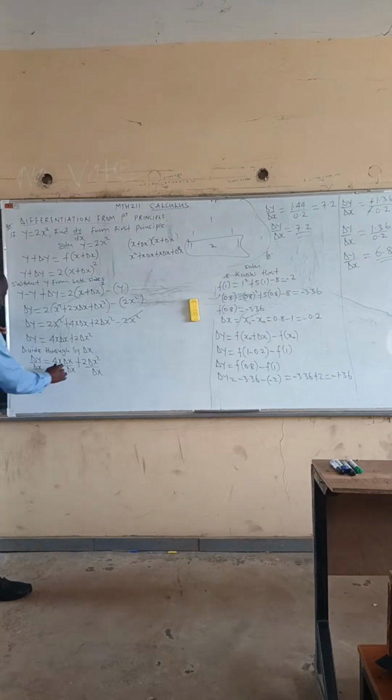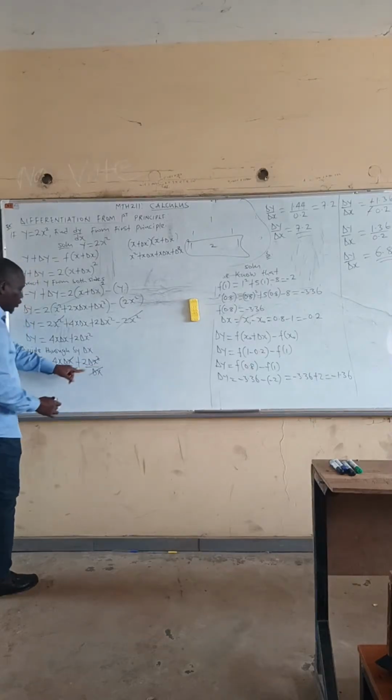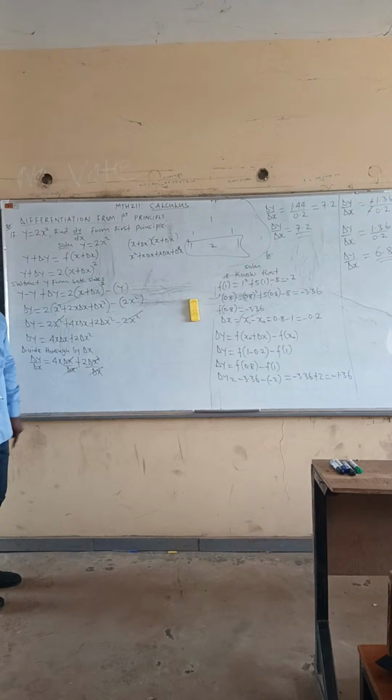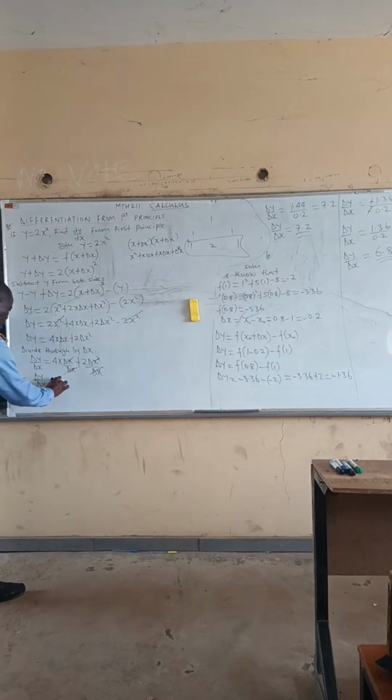Amen? This and this will cancel. If this and this cancel, remember what? 1 dx. So here will now be dy all over dx is equal to 4x plus 2dx.